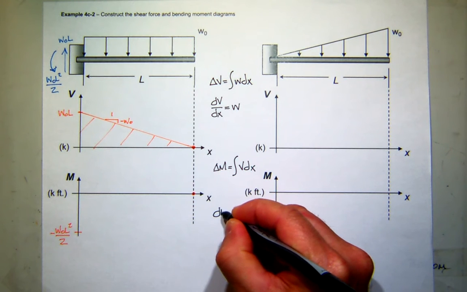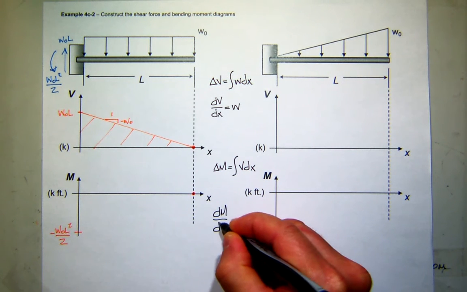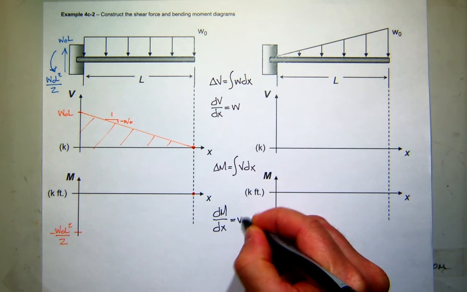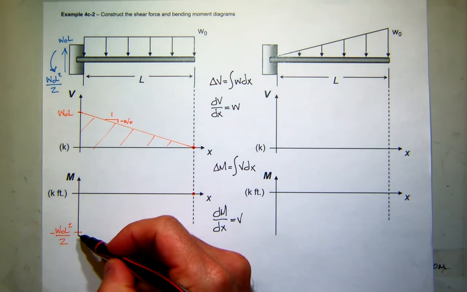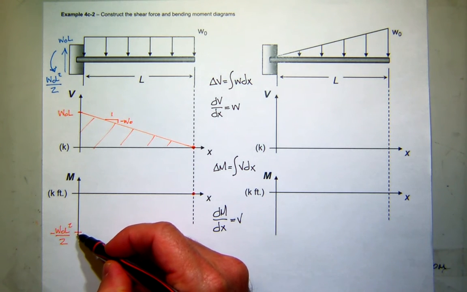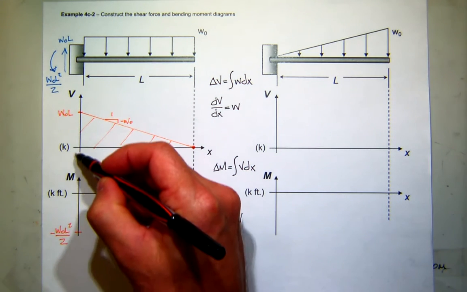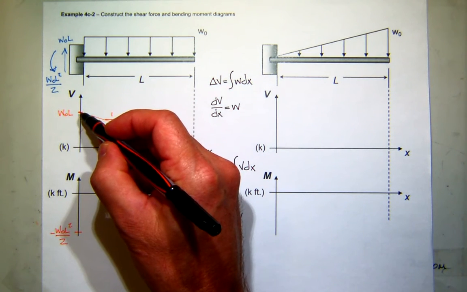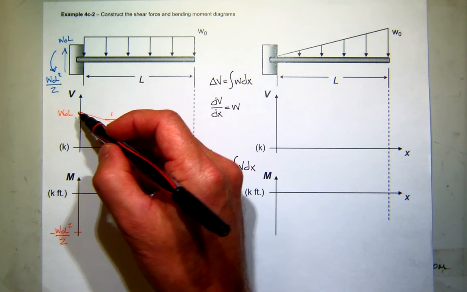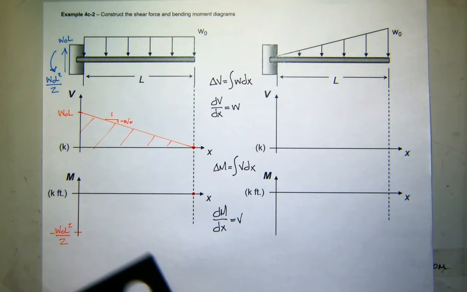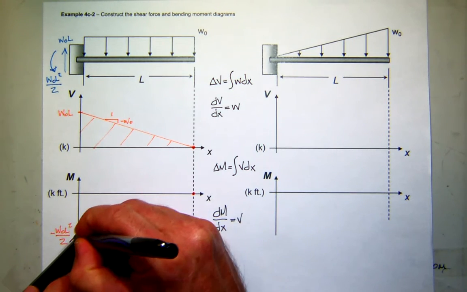I also know that the slope of the moment diagram at every point is equal to the shear at every point. What is the value of the slope of the moment diagram right here? You would just slide up and read the value of the shear, which is what? W naught L. And is that positive or negative? Positive. So I'll draw it as a positive value.